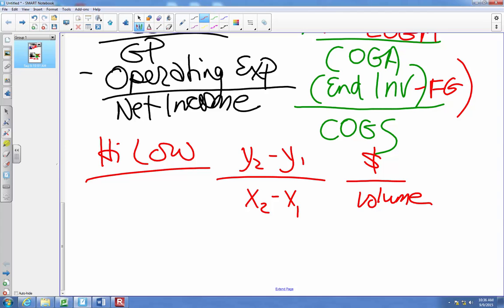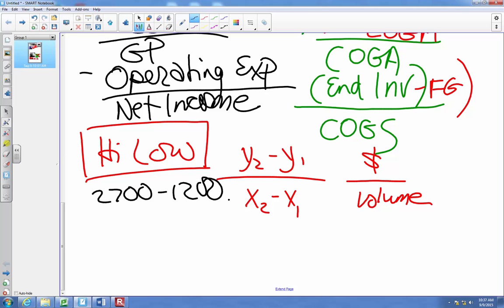So you're going to pick your high point and your low point. And if we do that here, I think June's high and July's low. So 2,700 minus 1,200, divided by... so 1,500 divided by 6 equals 250.